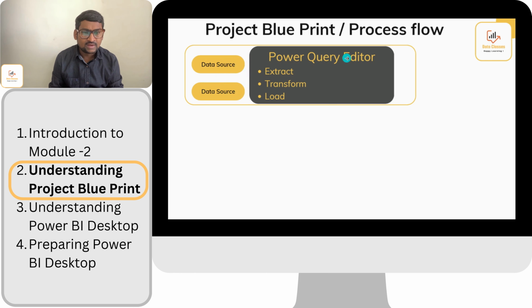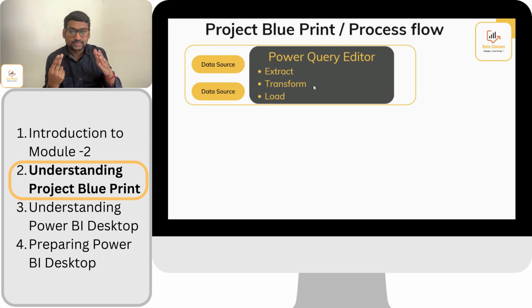Power Query Editor basically performs three major tasks: extract, transform, and load. Extract means it will extract all the data from the given path or server or file into the query editor. Then you can perform some transformation on the table, like adding more columns to it. Like if we have revenue and cost, we can add the profit to it.